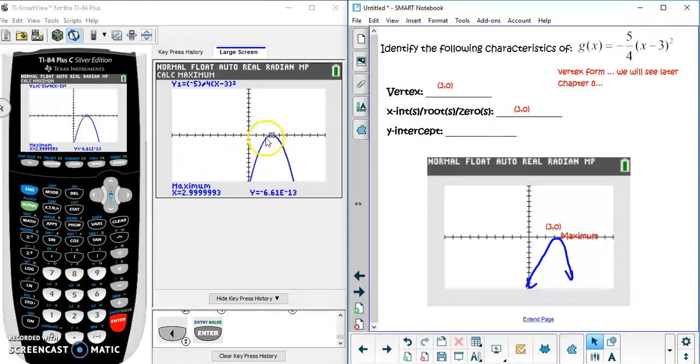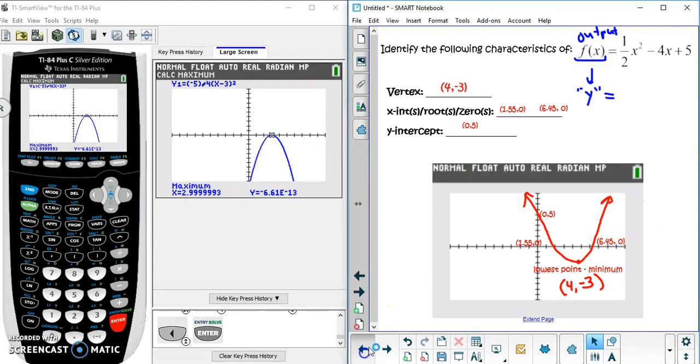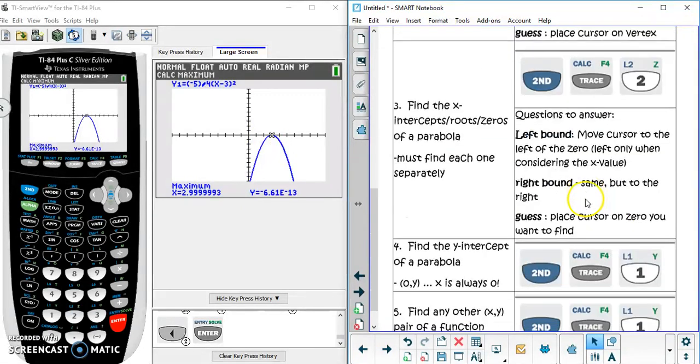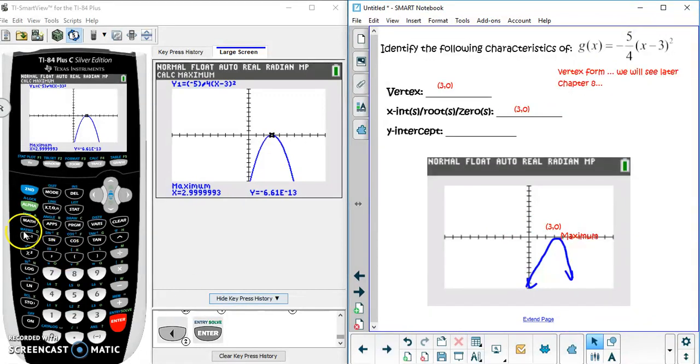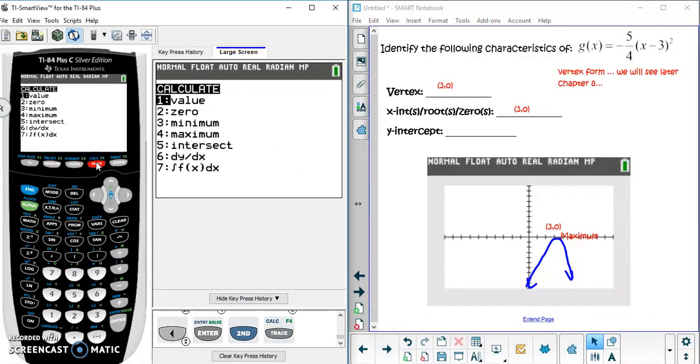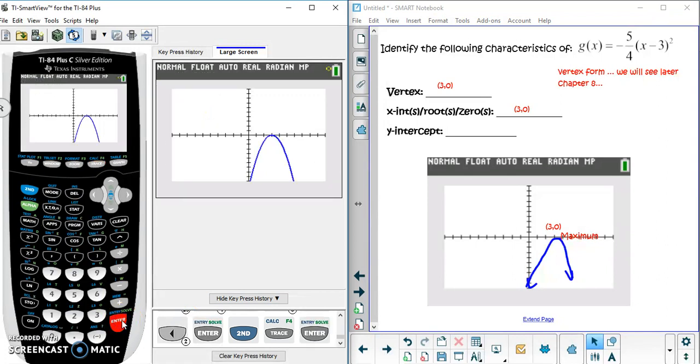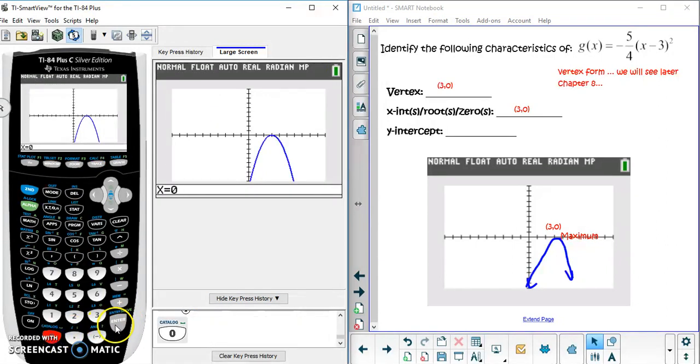So finding the y-intercept, I can't really see it in this equation. So we're going to go back and find the y-intercept using the method we outlined here, which is the value function. We just have to tell the calculator x is equal to 0. So second, calculate. The value for x that I want to plug in is 0. If I plugged in 0, I would get -45/4.